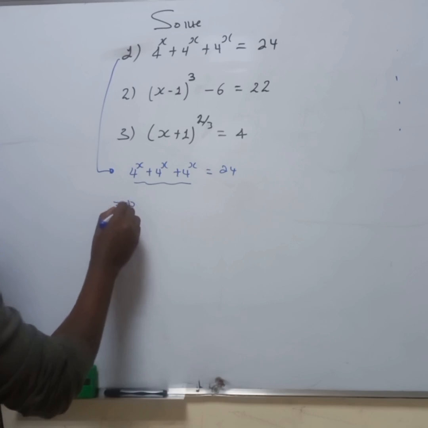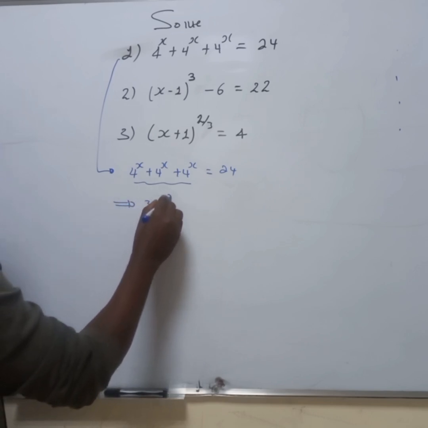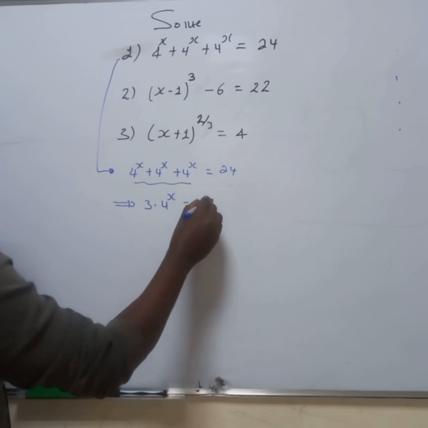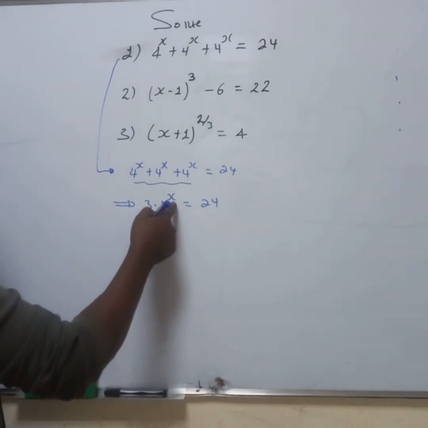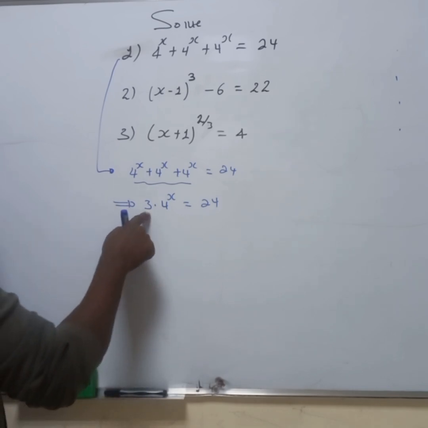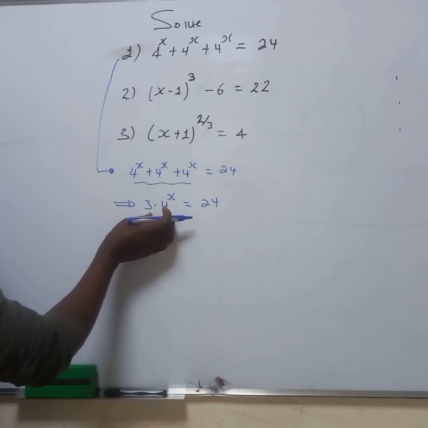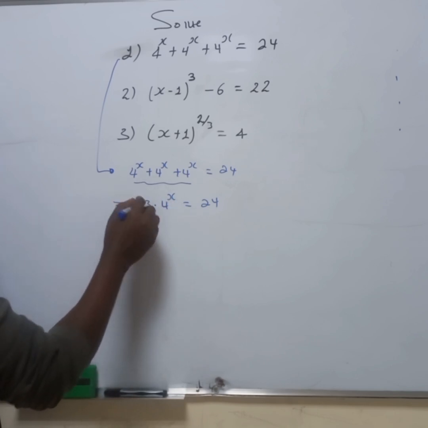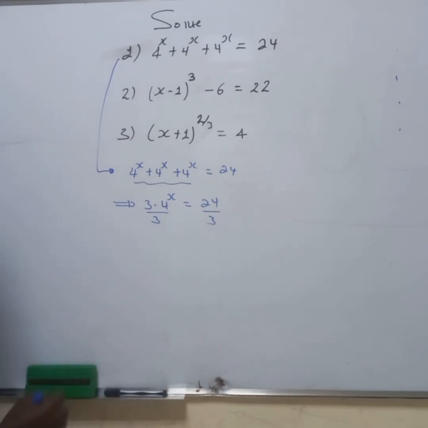So this implies that 3 times 4 to the power of x is equal to 24. This is a very simple case. Now, in order to find the value of x, we need to just divide both sides by 3, because here it is 3, this is 4. So they are unlike terms. They do not have the same base or the same exponent. So you can divide this by 3 and you can divide this by 3.